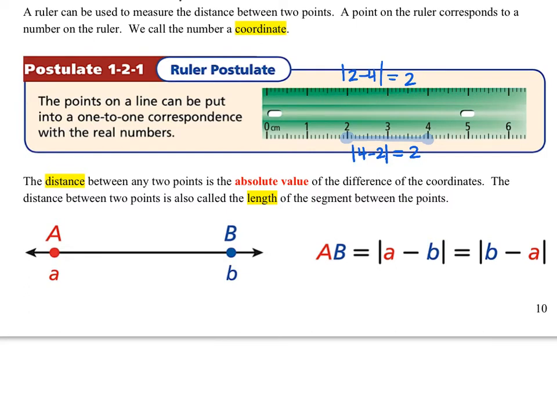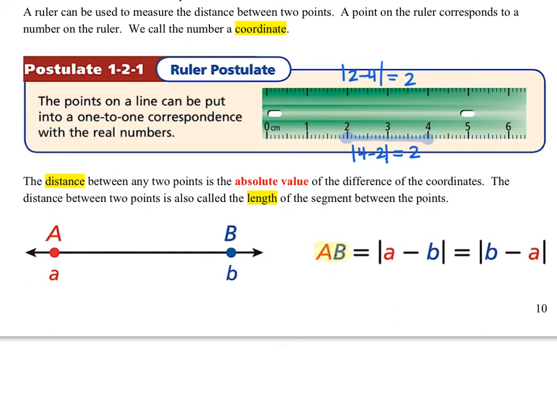And the distance between any 2 points is the absolute value of the difference in the coordinates, as I just showed you. The distance between any 2 points is also called the length of the segment between those points. And the notation that we use to show the length of a segment is going to be the 2 points next to each other, but with no bar over them, just as we have here.